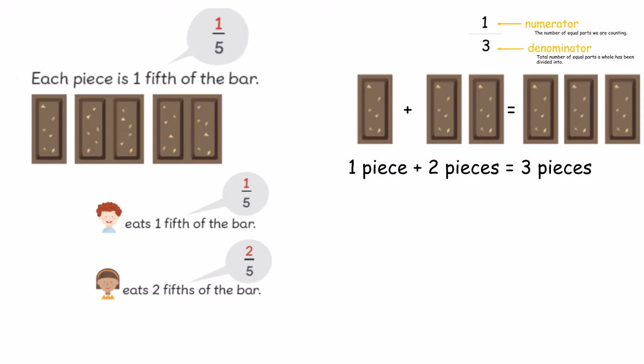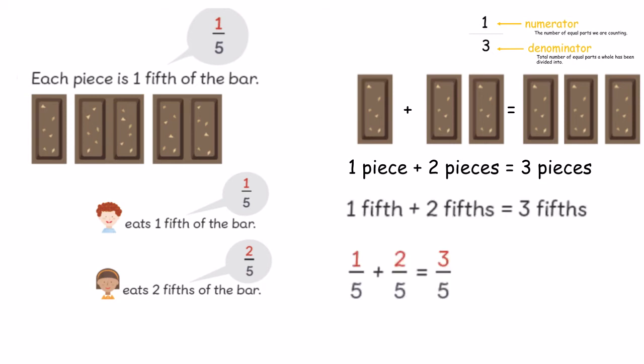Instead of pieces, we could describe them as fifths. We could say 1/5 plus 2/5 makes 3/5. So they ate altogether 3/5. They ate 3 out of the 5 pieces of the chocolate bar.